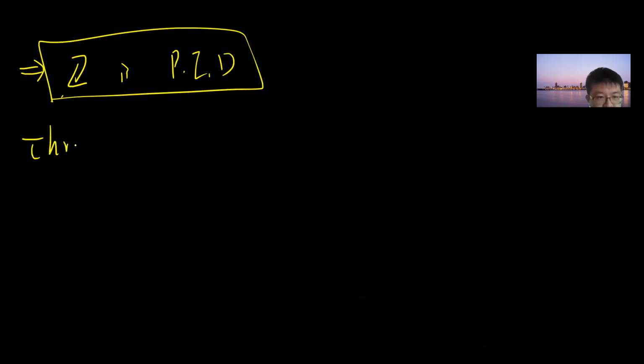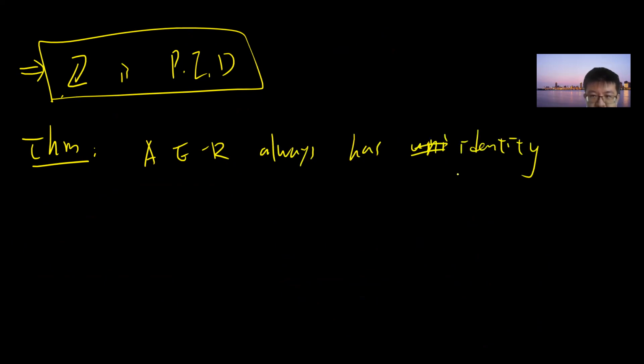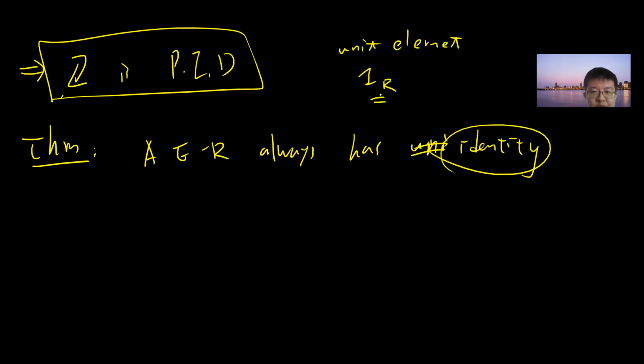Okay, so another theorem is that the Euclidean ring always has an identity element. Sorry, I should say identity element. Some people use unit to say the identity of the ring, but I don't use this terminology because I feel it's confusing. So I use identity to denote the identity in the ring.